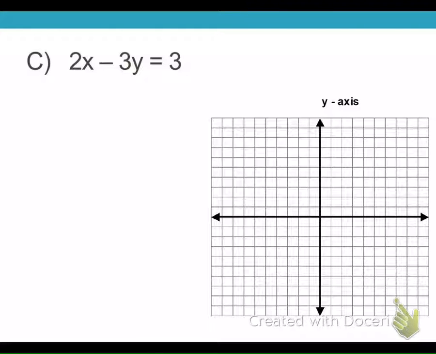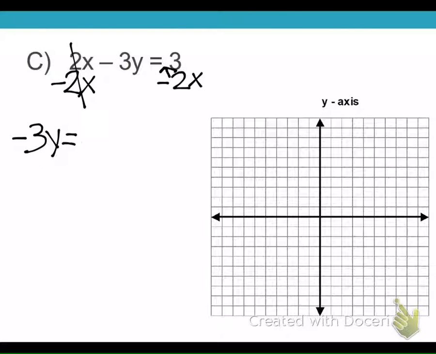Now, on this one, we're going to have to do a little work to get the y by itself. What should I do first? First, you subtract 2x. We undo anything that's being added or subtracted first. So it's going to be negative 3y equals, slide it right up in there, negative 2x plus 3.